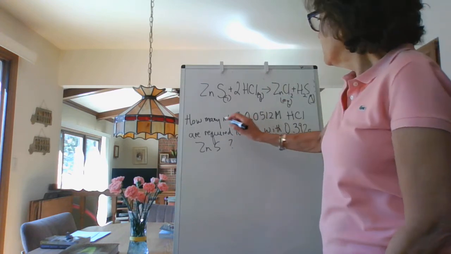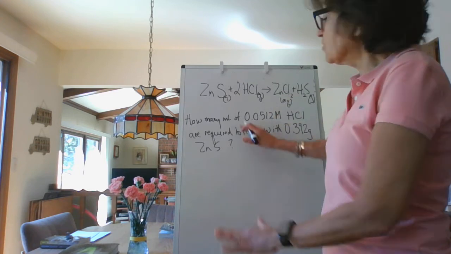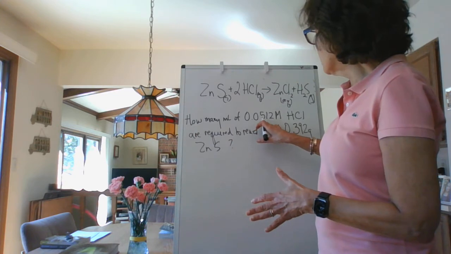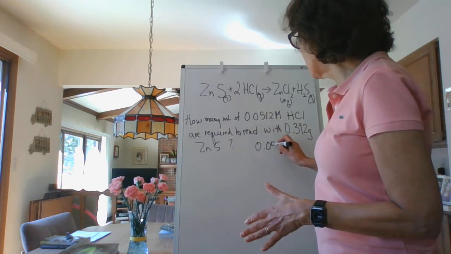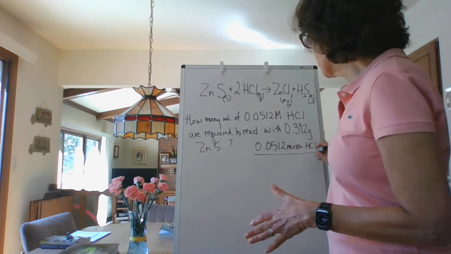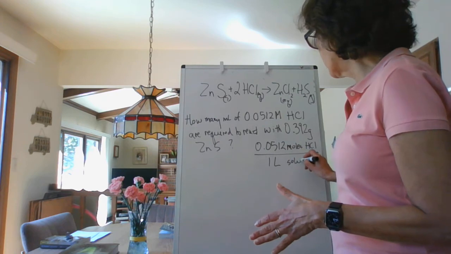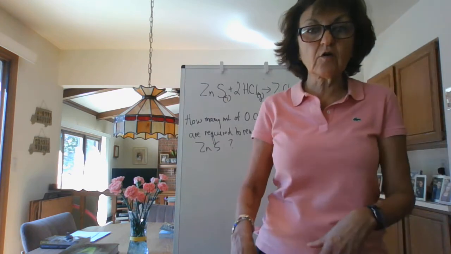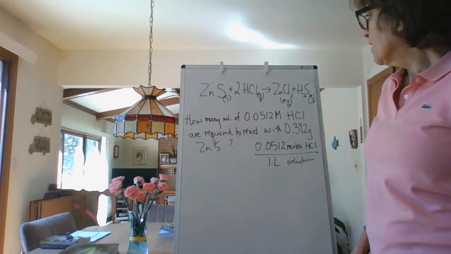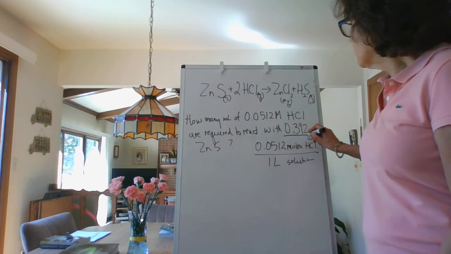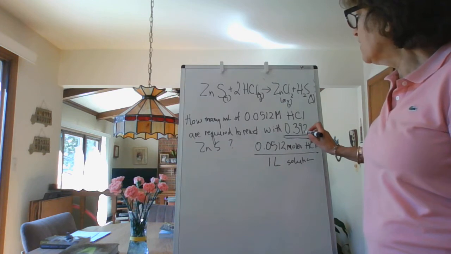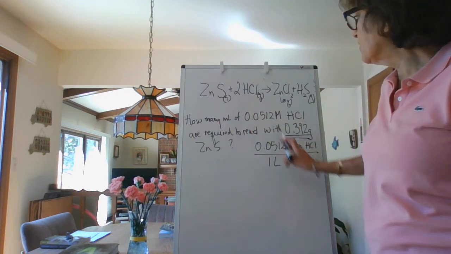So never, ever start with molarity. Remember what I told you guys in the previous video? When you're given molarity, put units on it. So I've got 0.0512 moles of HCl per 1 liter of solution. Okay. Once you put units on it, leave it alone. Now go with the other thing that they're giving you. What information have they given you? They've given you 0.392 grams of zinc sulfide, and they want volume of HCl.